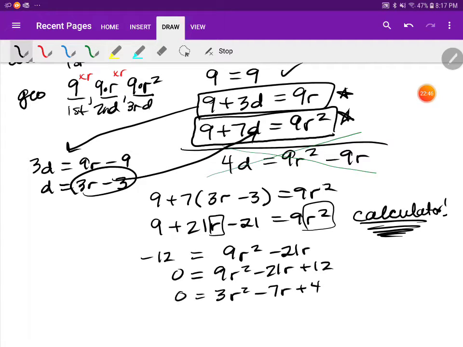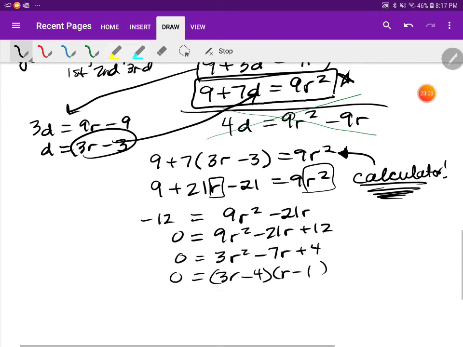Divided by 3. Oh, it factors. From here, seriously, you guys, use a calculator. Okay, but let's pretend we're on the non-calculator section. Like I said, I'm being a bad example.